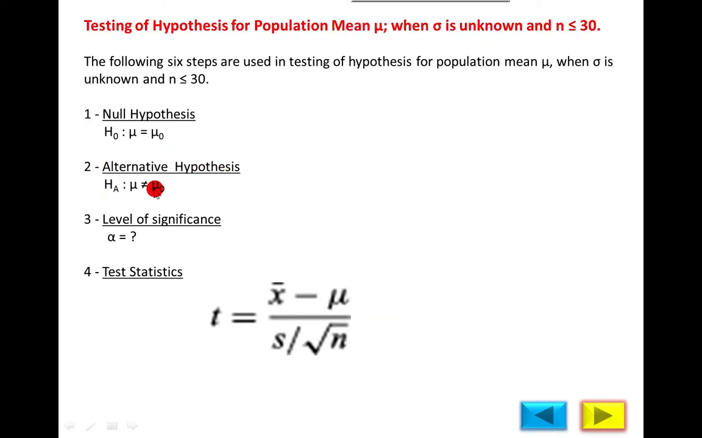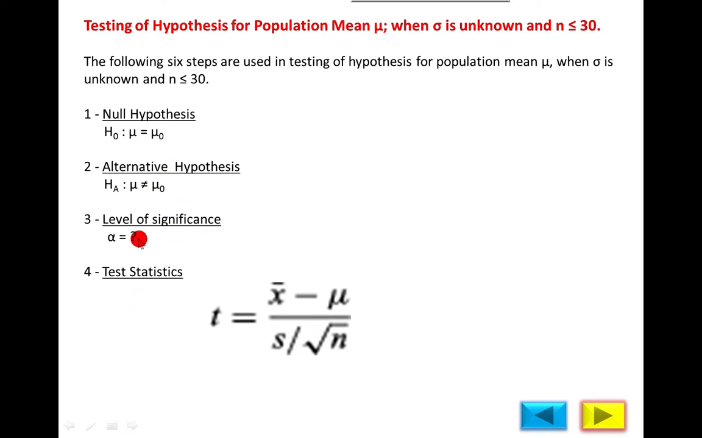Alternate hypothesis will be not equal to. If this is equal to, this will be not equal to. If this is less than or equal to, it will be more than. If this is more than or equal to, this will be less than. So I will explain this in step number 5.